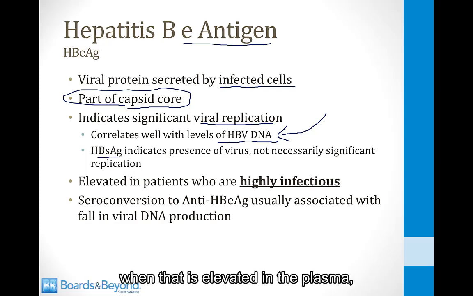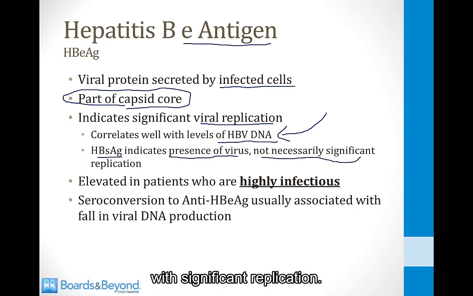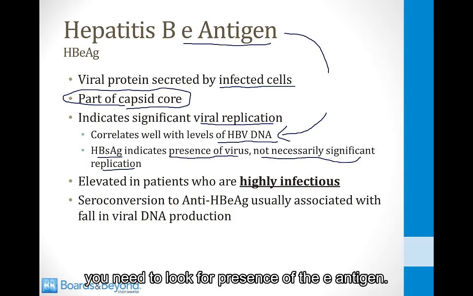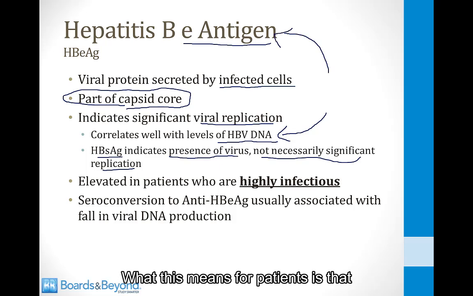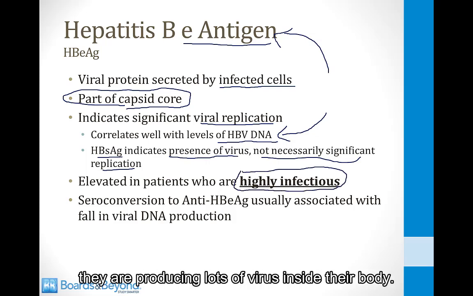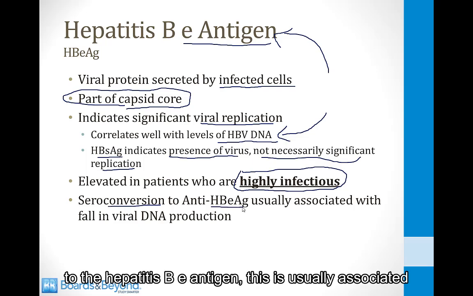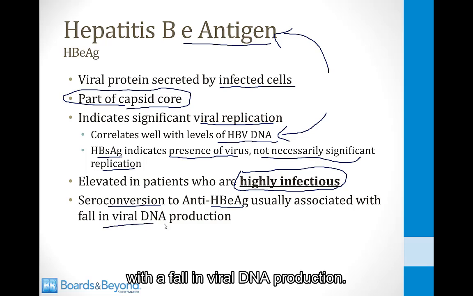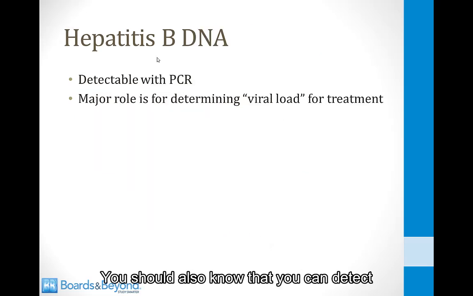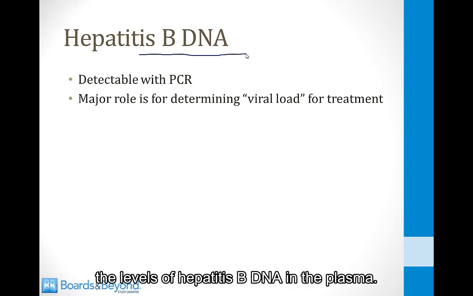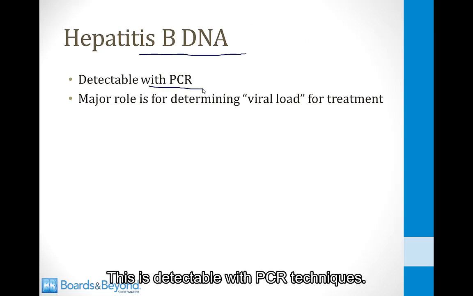When that is elevated in the plasma, it indicates the presence of the virus, but it doesn't correlate very well with significant replication. If you want to know whether the virus is replicating significantly, you need to look for presence of the E antigen. What this means for patients is that when the E antigen level is detectable, these patients are highly infectious. They are producing lots of virus inside their body. And when patients seroconvert and develop antibodies to the hepatitis B E antigen, this is usually associated with a fall in viral DNA production. You should also know that you can detect the levels of hepatitis B DNA in the plasma. This is detectable with PCR techniques.